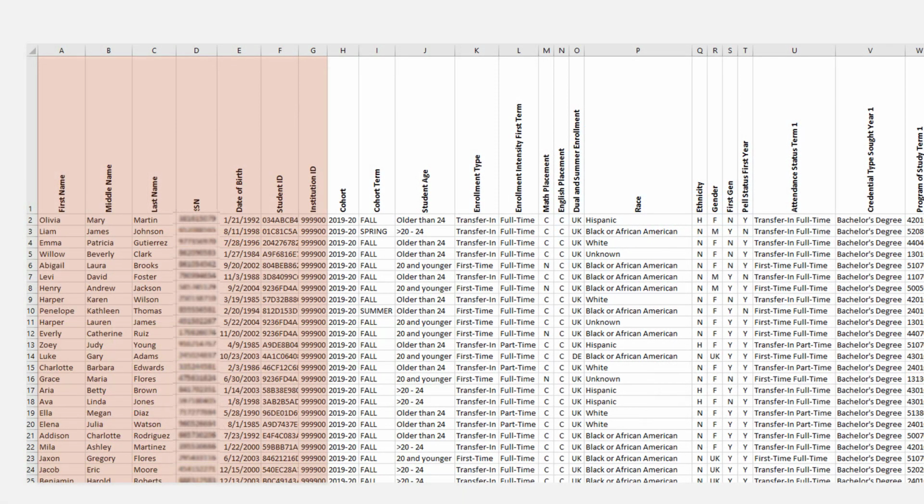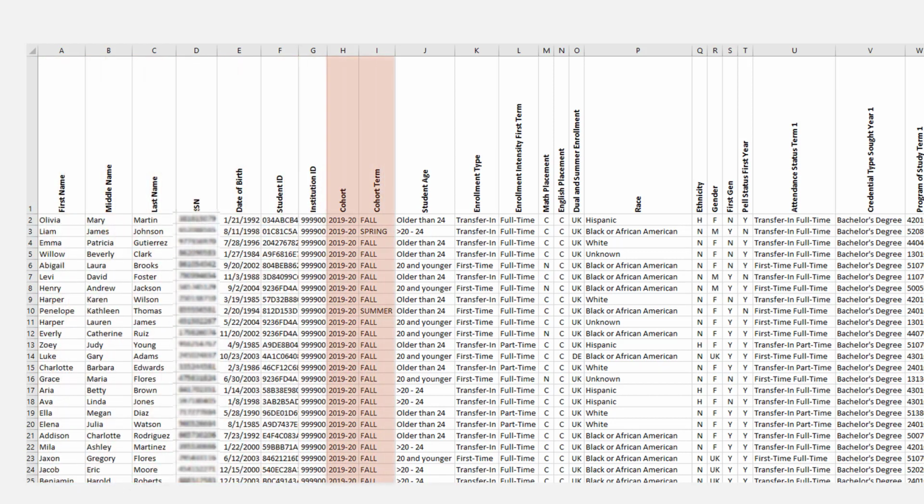The first several fields are student and institution identifying information. Of those, only student ID is needed. The next 2 columns provide the year and term of the student's first term at the institution. The next 3 columns give information about the student's age at the time of entry into the institution, their enrollment type, and enrollment intensity in their first term.